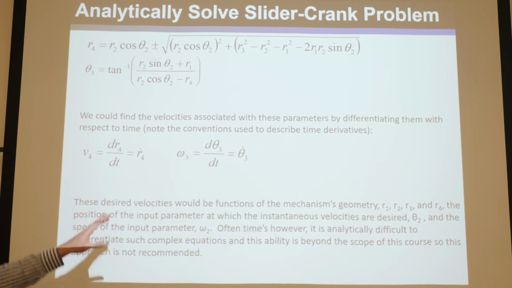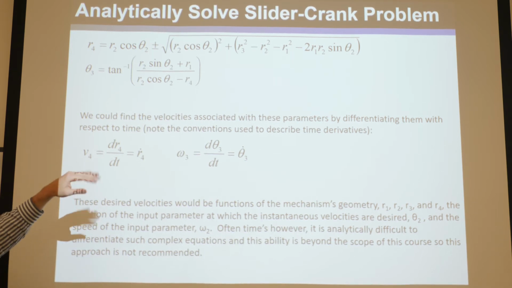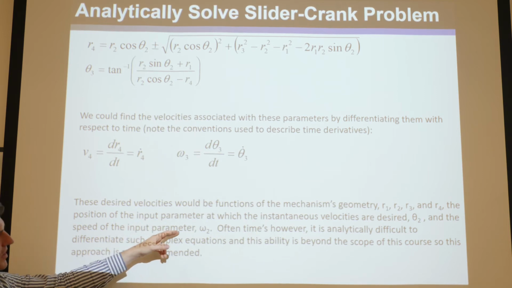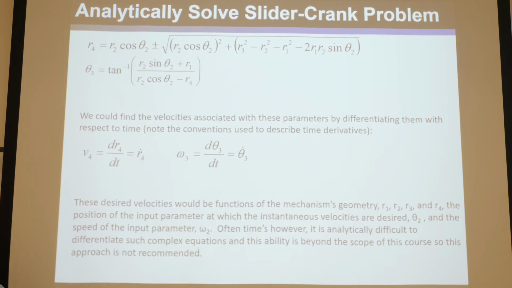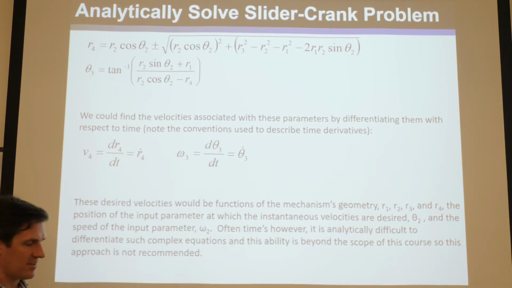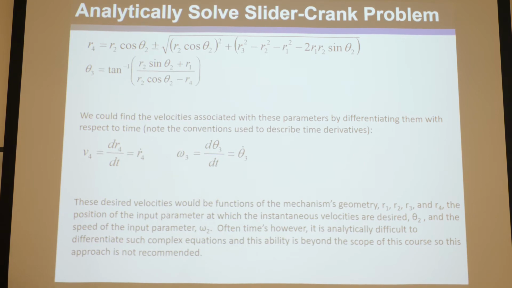Or sorry, I guess this is the slider crank one. But all the other things you would know from position analysis. You'd know R4 from position analysis. But then I'd also have to give you an omega 2, and that's the new input. And then you could find V4 and omega 3, which is velocity analysis. So basically, that was a really long way to say you could just take the analytical equations and take the derivative with respect to time, and you'd have velocity analysis done.